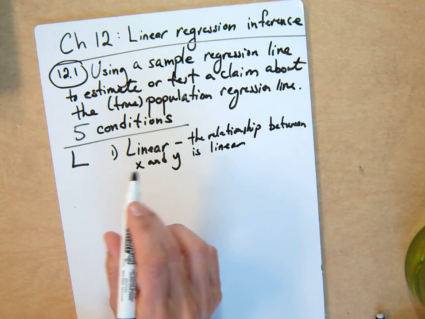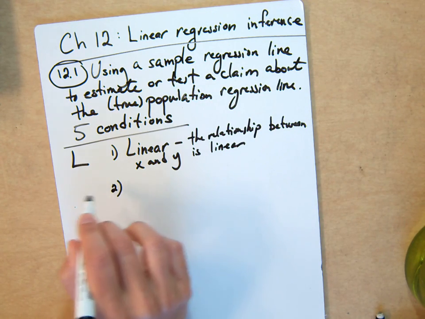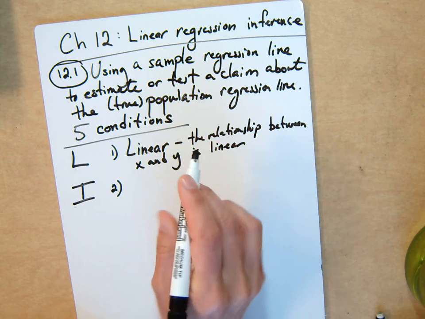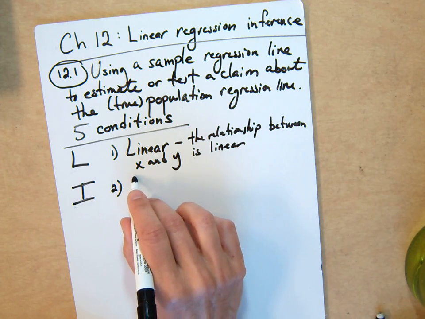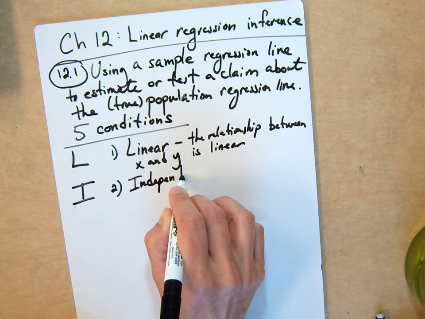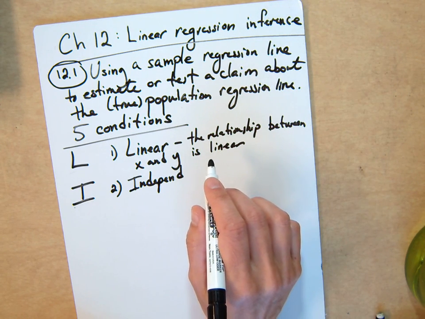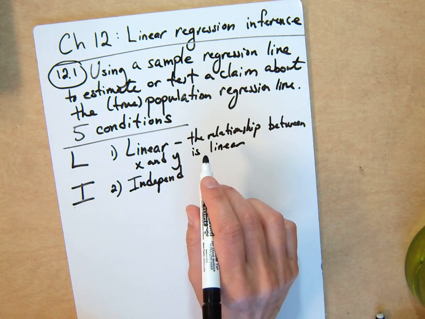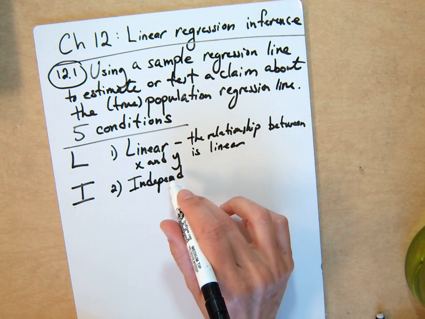Okay, number 2 is for the I. I stands for independent. That's nothing we're not already used to. The individual observations are independent.